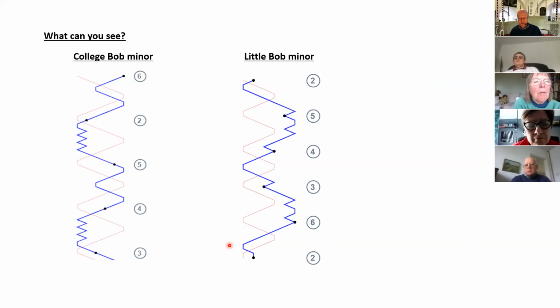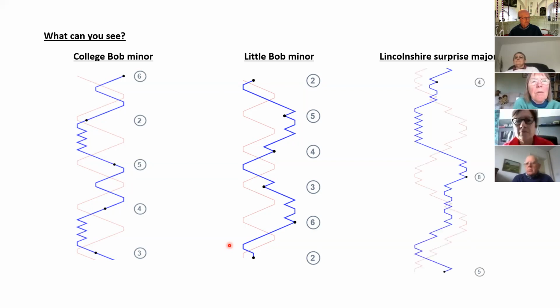Here's something a little bit different. There you go. Any offers? And I love Lincolnshire Surprise Major, and it's not one of the Core 7 anymore. That isn't all the line, by the way. That's only 2 leads of it. There's another 5 leads of that. Well, the treble is treble bobbing. Correct.